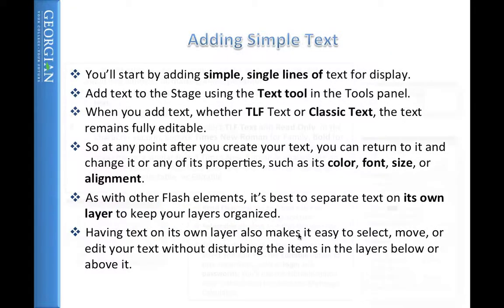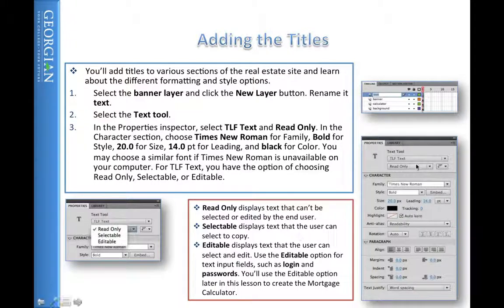So we're going to add some simple text to the timeline. What we're going to do is select the banner layer and click the New Layer button, and rename it Text. Then we're going to select our Text tool, and we're going to drag in. We're going to make it so that the family is Times New Roman, the style is bold, the size is 20, and the leading is 14, with black for the color. So let's just go there and do it.